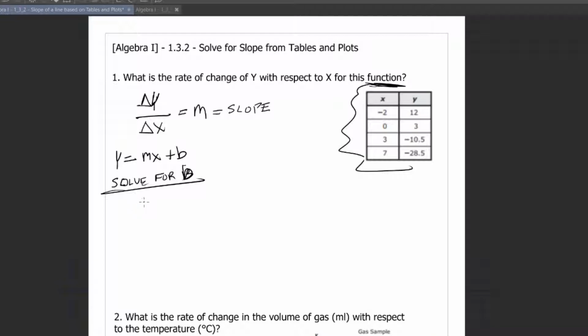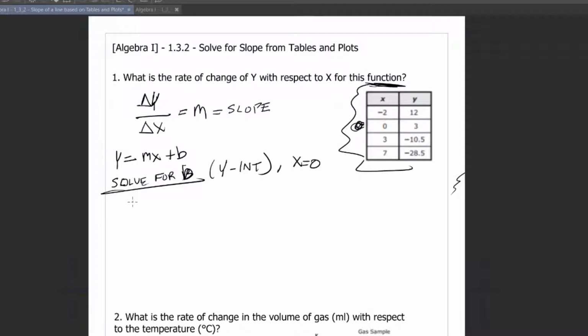Okay, so how do we solve for b, which is the y-intercept? We get our y-intercept whenever x equals 0, right? So this would mean x equals 0 here. Looking at this table, do we have a value where x equals 0? Yes, we do, right here. And what is y whenever x equals 0? y equals 3 whenever x equals 0. Okay, so that is going to be our y-intercept.